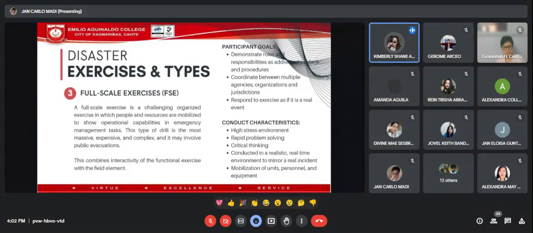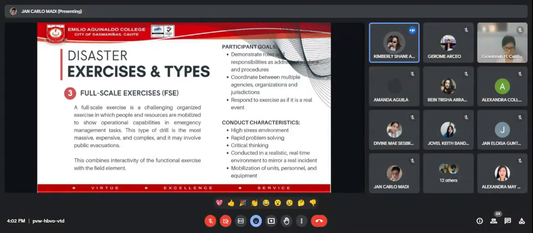For the conduct characteristics, yung full-scale exercise, isa siyang high-stress environment para talagang masimulate yung pressure na nararamdaman ng isang tao kapag nandun ka talaga sa isang disaster na yun. Kailangan mararamdaman mo dito yung urgency, yung mafe-feel mo talaga na parang mape-pressure ka, ganun. And it also helps yung mga participant dito sa psychological aspects nila, kung paano sila magde-decide, yung mga decision na gagawin nila, and also enhancing their ability to perform under pressure.